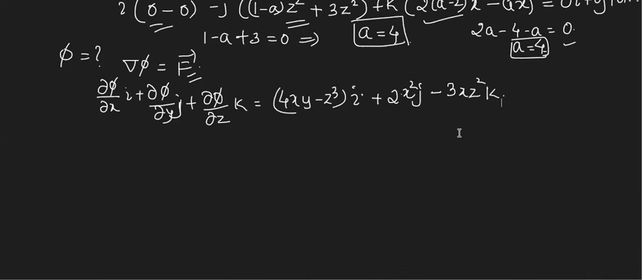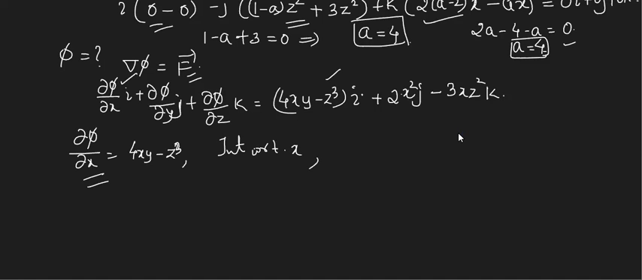What did we apply after this? Comparing the components, equate the corresponding coefficients of i, j, k, right? The coefficient of i here is equal to the coefficient of i. What did we do after this? We integrated. This is to be integrated with respect to x, treating y and z as constant. Tell me what you'll get.